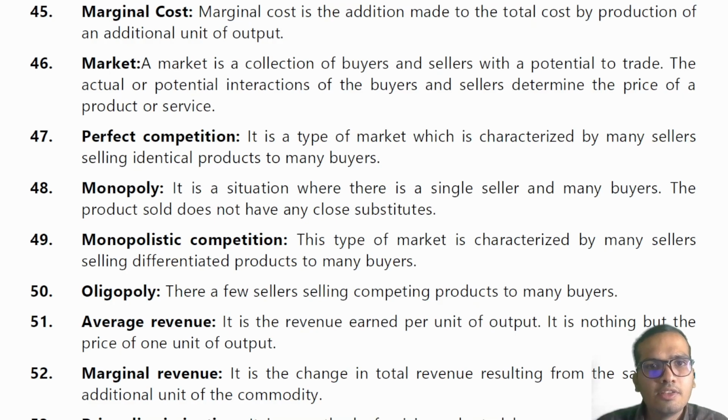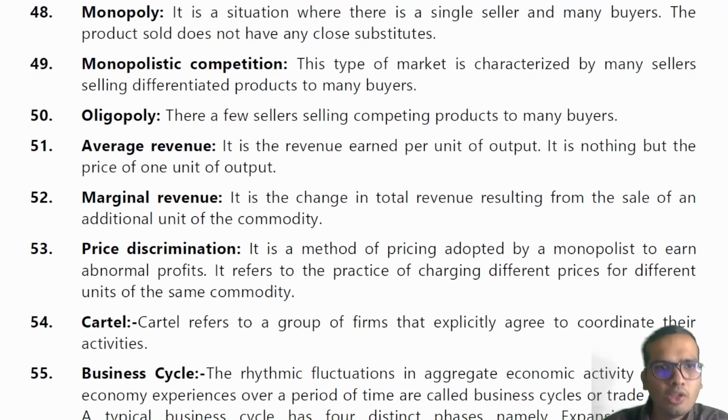Then number 46, market. So a market is a collection of buyers and sellers with the potential to trade. The actual or potential interaction of the buyers and sellers determines the price of goods and services. Then comes perfect competition. So it is a type of market which is characterized by many sellers selling identical products to many buyers.